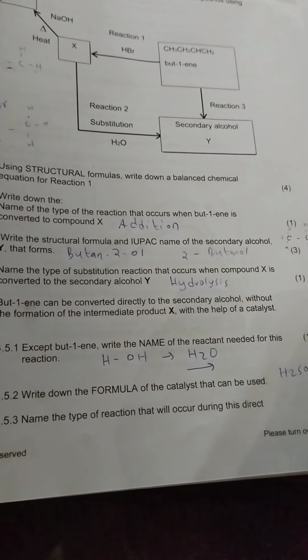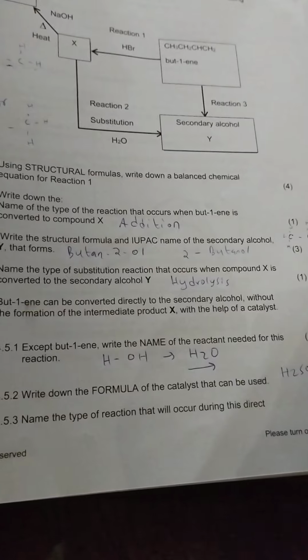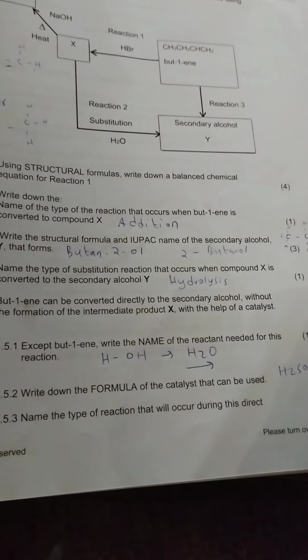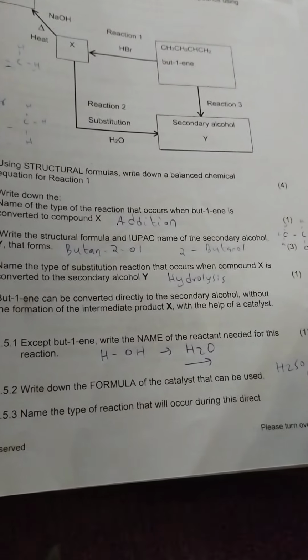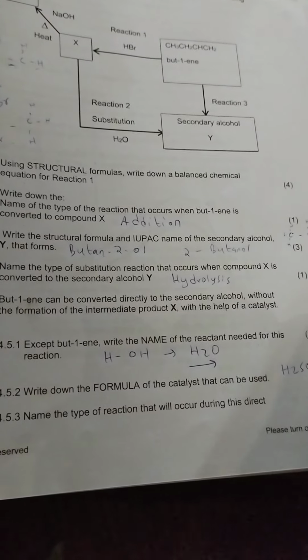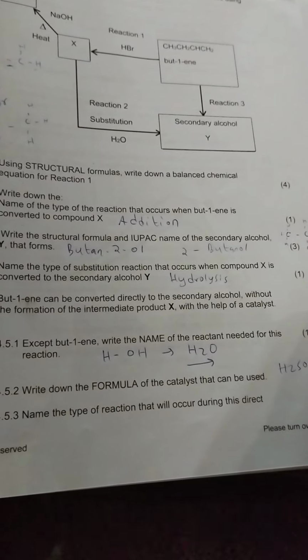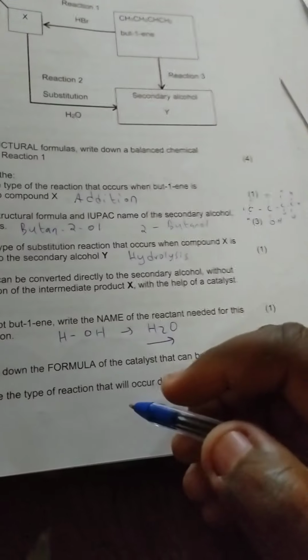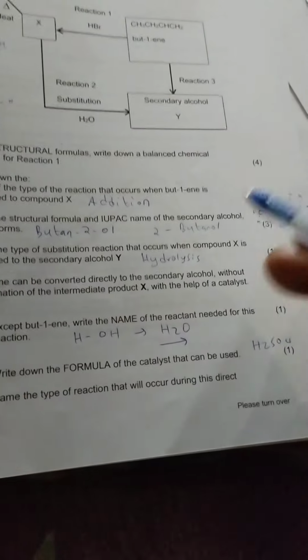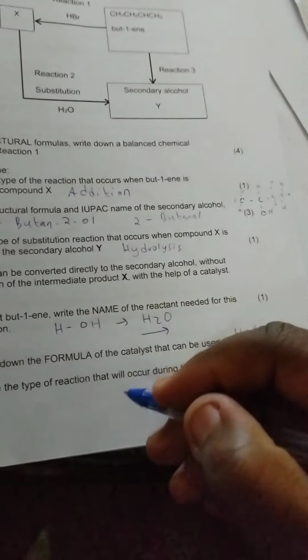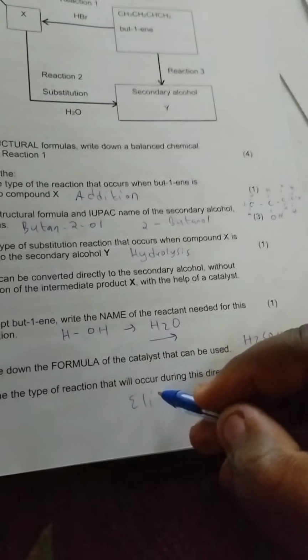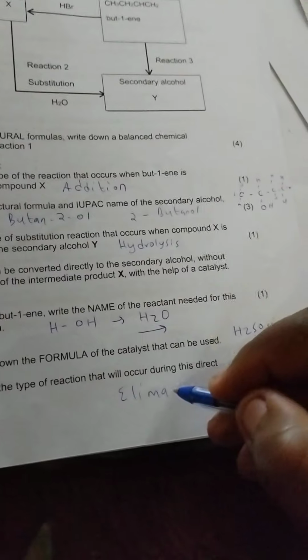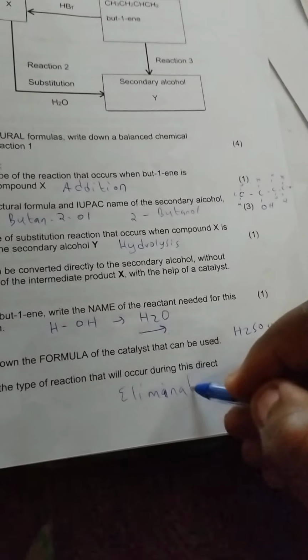So name the type of reaction that will occur directly. Remember, for us to go from there to there, something must be removed. And to remove something, a double bond will form. Remember, addition you add, substitution you swap them. But if you're removing something, that becomes elimination. Something's being removed, it becomes elimination.